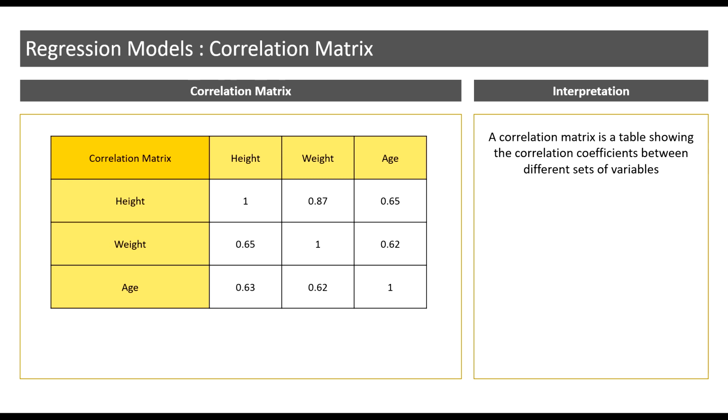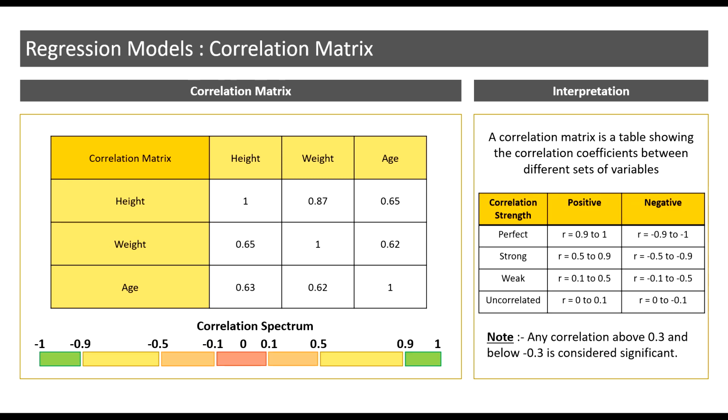Here, on the left, we have a correlation matrix. A correlation matrix is a table that shows the correlation coefficients between different sets of variables. Before interpreting the correlation matrix, let us understand a little more about the interpretation of correlation coefficients.